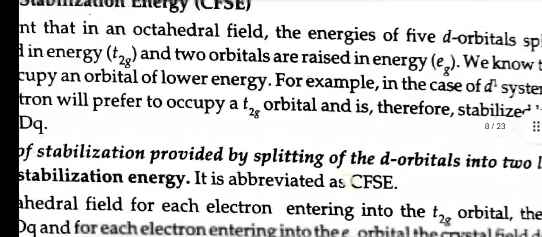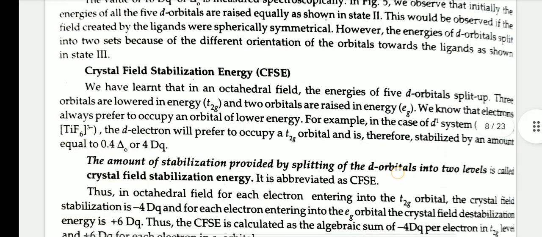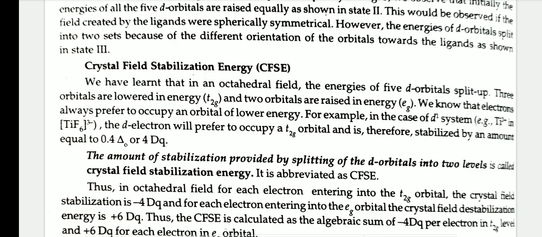Crystal field stabilization, CFSE. We have learned that in an octahedral field the energies of the 5 d orbitals split up. Three orbitals are lowered in energy and two orbitals are raised in energy. We know that electrons always prefer to occupy an orbital of lower energy. For example, in the case of a d1 system, the d electron will prefer to occupy a t2g orbital and is therefore stabilized by an amount equal to 0.4 delta naught or 4 Dq.